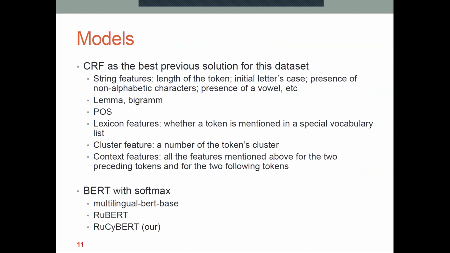Now about the models with which we experimented. We experimented with the CRF model because it was the best model on this dataset in previous works. The CRF model used various features like string features, length of the token, first letter, case, and others. Lemmas, n-grams, part of speech, some lexicon features, which means whether this word was in special dictionaries, some clusterization features and context features.